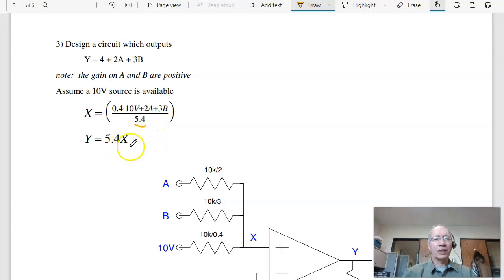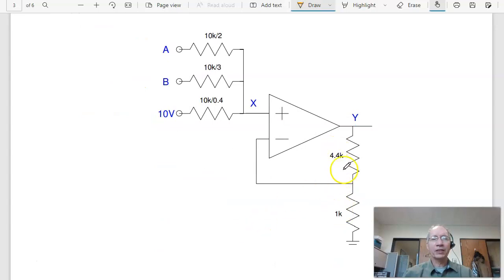Then Y is 5.4 times X. To do X being the weighted average, I have my 3 inputs, 10 volts, A and B. A has a weighting of 2, so pick your favorite resistor. I chose 10K with a weighting of 2. B is your 10K with a weighting of 3. Your 10 volt is your 10K with a weighting of 0.4. Those are the 3 resistors, so X is the weighted average. And then Y is 5.4X, so this is a 4.4 to 1 ratio with a non-inverting amplifier. There's other ways to do it. This is one way.